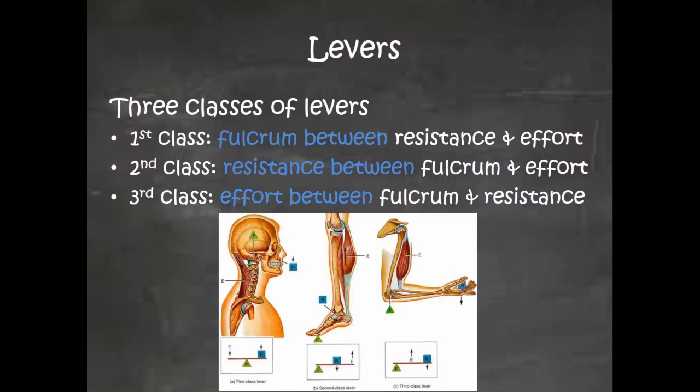Second-class levers have the resistance between the fulcrum and the effort. This is like your lower leg when you're walking. You pivot around your toes, your weight is acting down through the front of the leg, and the effort is coming from the calf muscles. Third-class levers have the effort between the fulcrum and resistance. When you're holding something in your hand, your arm is acting like a third-class lever. The fulcrum is at your elbow, the effort is coming from your biceps, and the resistance is in your hand.